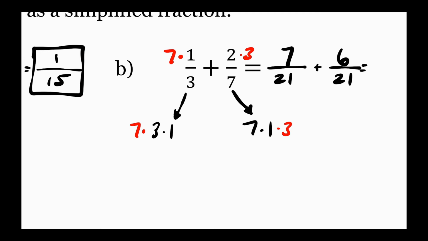Okay. Add or subtract the tops. The bottom stays the same. Simplify or reduce if you can. So 13 over 21, can I reduce that fraction? Nope, because 13 is prime. The only thing that goes into 13 is itself.